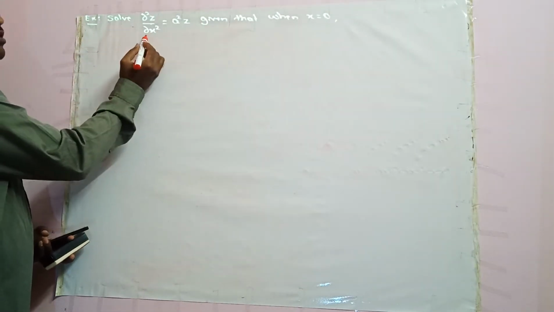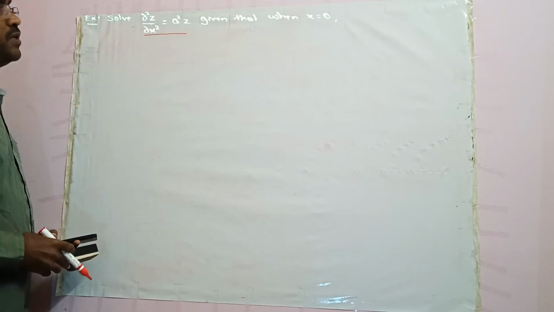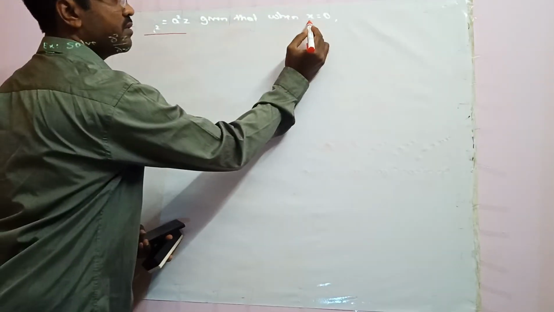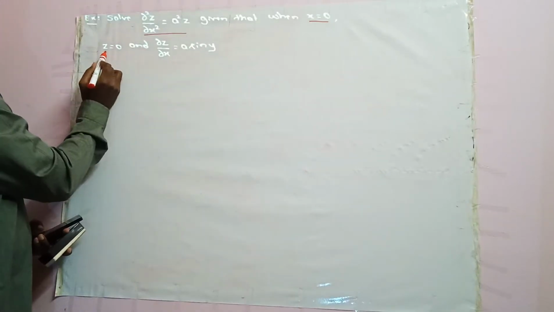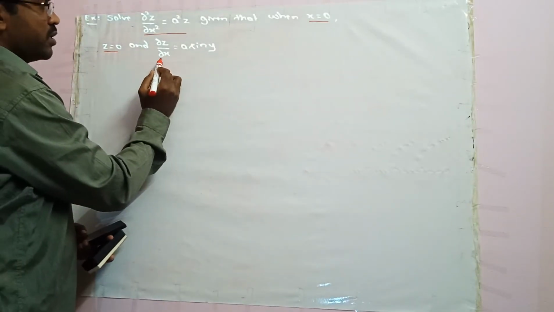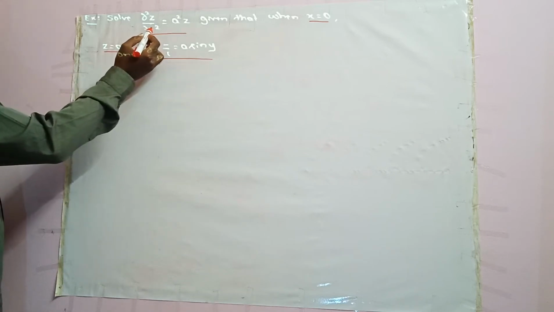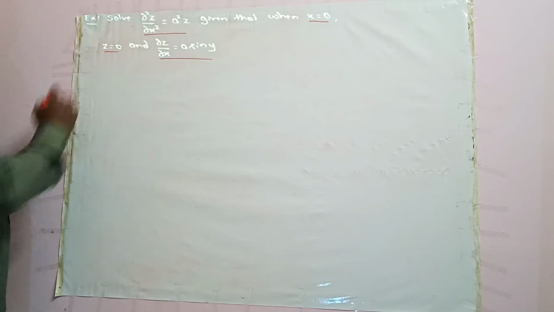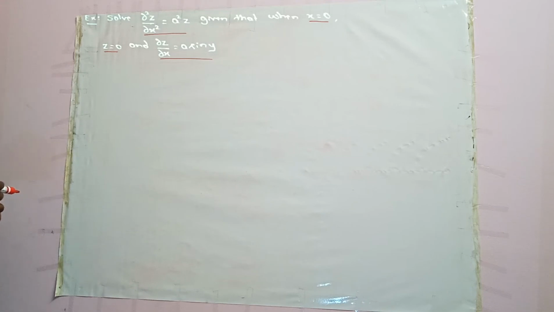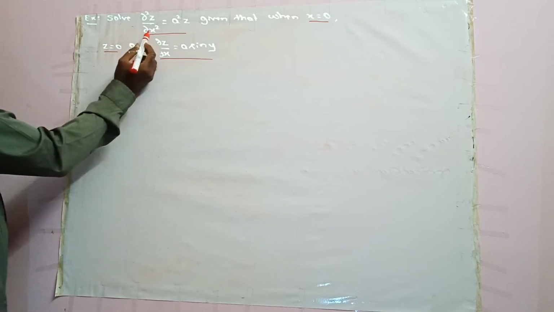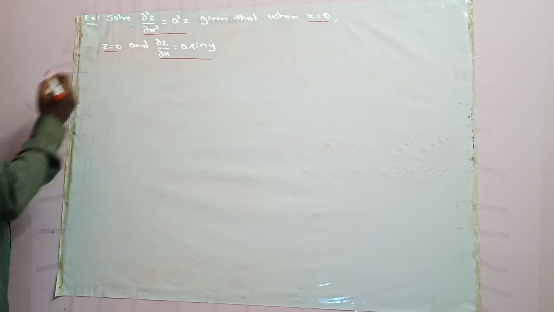Now let us take one more problem. Solve this PDE. Given that when x is equal to 0, z is 0 and ∂z/∂x value is a sin y. This is the condition we need to use to simplify this PDE, which depends on only one variable, that is x.